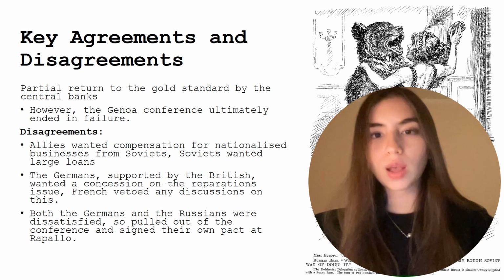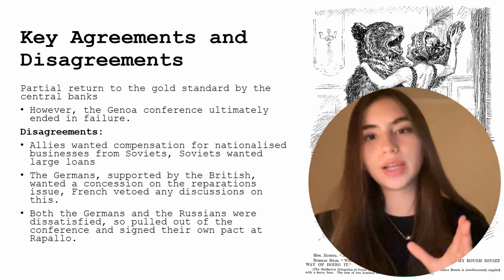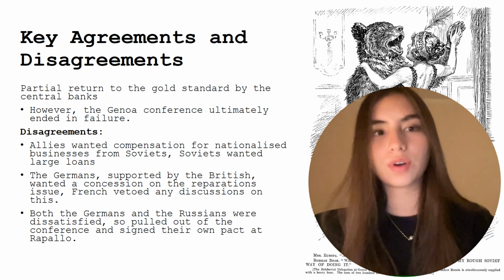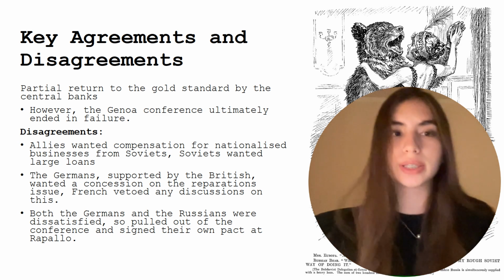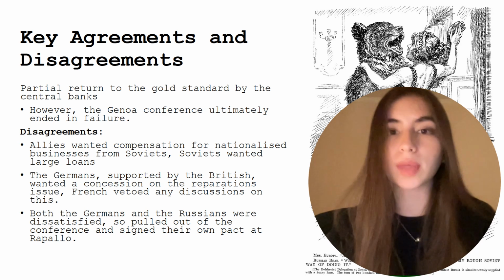Well, the main reason, if you want to sum everything up, was conflicting demands from either side and sides not willing to make concessions. For example, the Allies, so basically Britain and France, wanted compensation for nationalized businesses from the Soviets, and the Soviets instead wanted large loans and technology from the Allies.